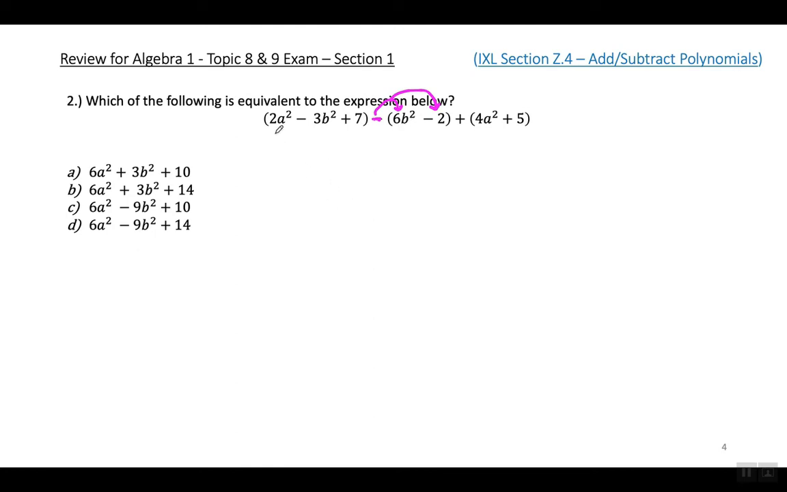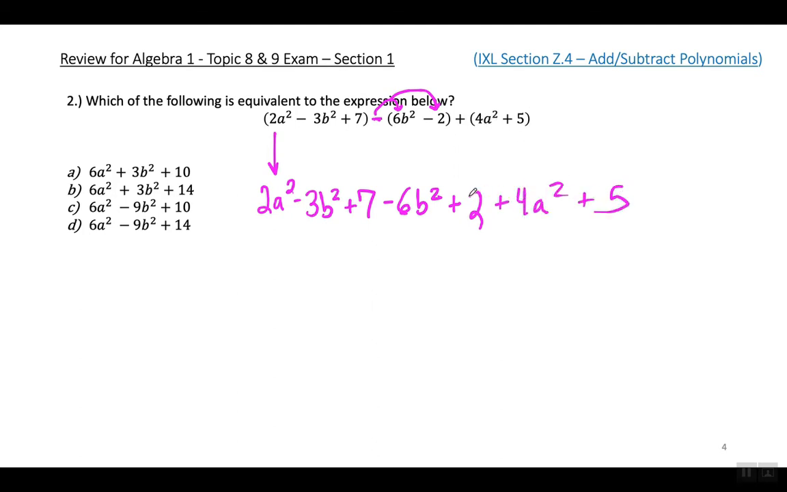Okay, anyways, when I simplify this expression, I'm going to have this: minus 6b squared. And then I have to distribute the minus sign to this -2 as well, which will make it +2. And this one, when it's a plus sign outside of the parentheses, everything stays the same. That's a 2 here.